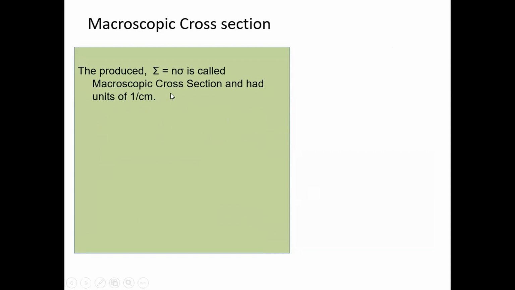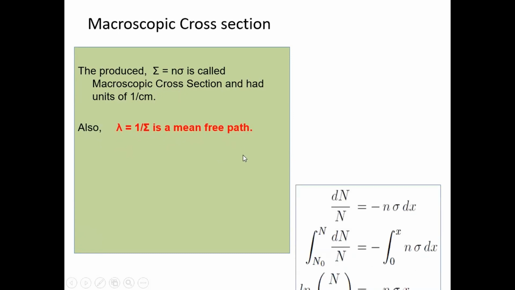But let me tell you that once we have this kind of product, n into sigma, the number of particles per unit volume multiplied by the cross-section seen by the individual neutron, then this is the macroscopic cross-section. It has a unit of 1 per centimeter. It is also called the mean free path proportionality, because 1 over this macroscopic cross-section is the mean free path.